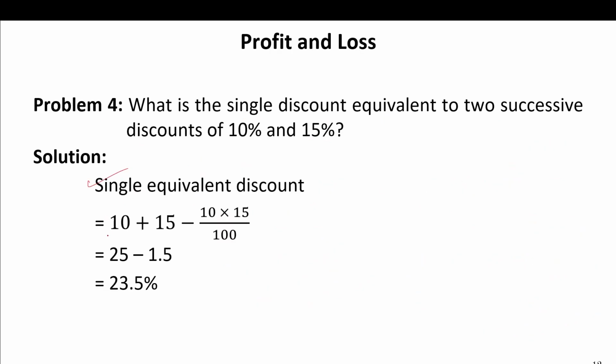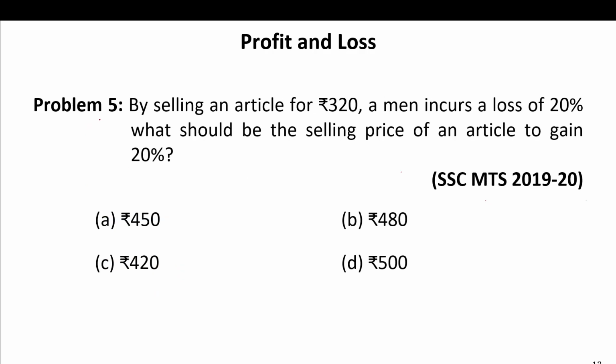So single equivalent discount will be what? Here we have solved it using the formula method. Okay. So this much is equal to 25 minus 1.5 is equal to 23.5. Okay. So let's see problem number 5.